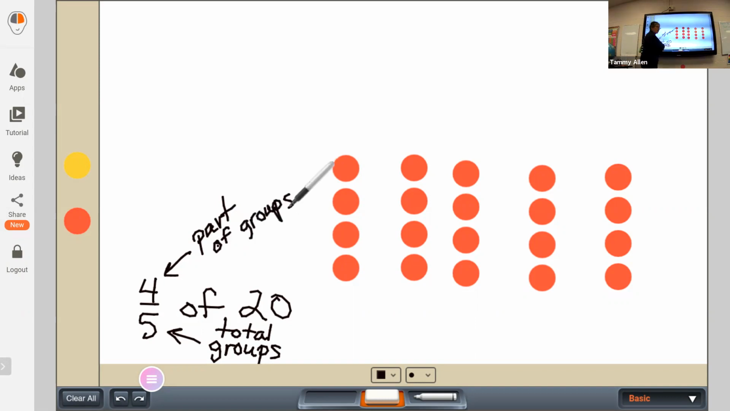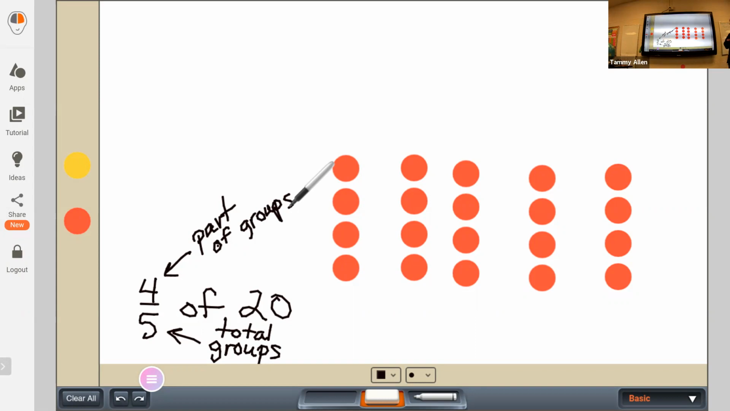I want 4 parts of the group. Does that make sense? It doesn't tell me how many are in each group. It just so happened it did in this case, but it's not going to hold true for all of them.